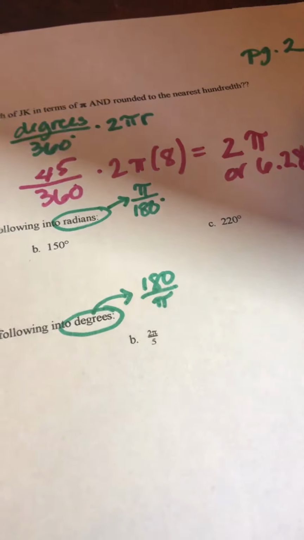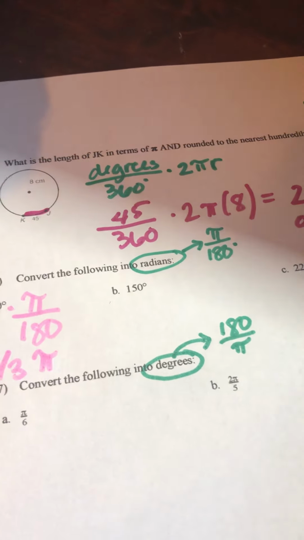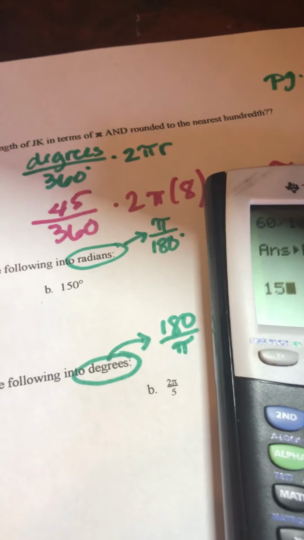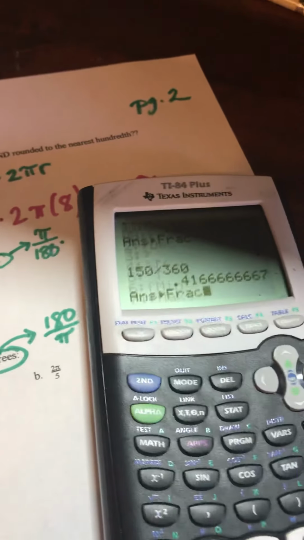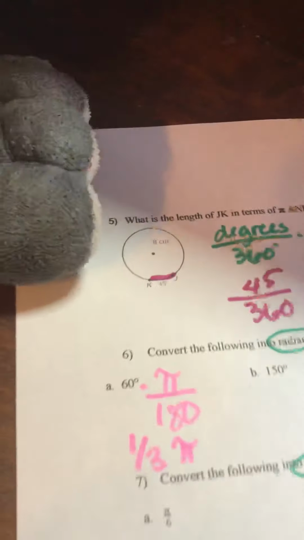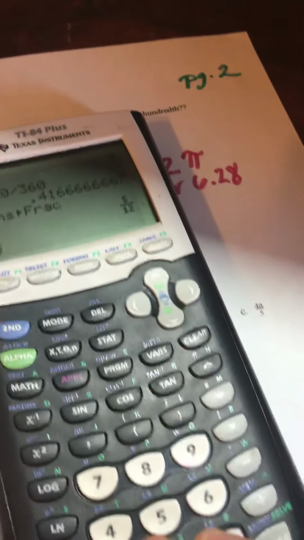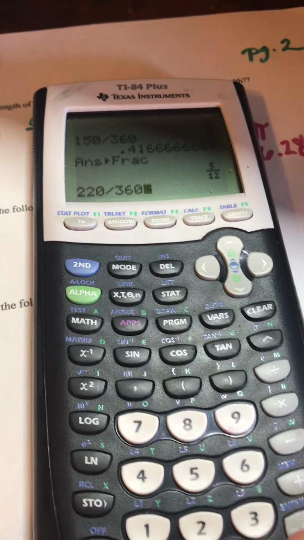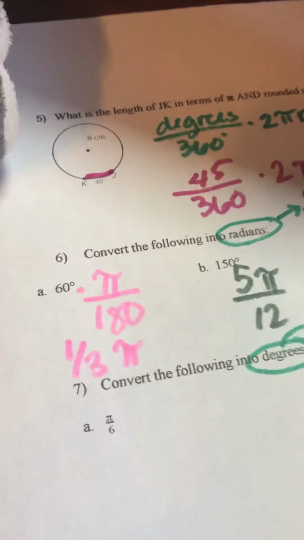Okay, so why don't you guys try B and C right now, and I'll pause the video and show you my answers in a second. Okay, so just to check our work, 150 divided by 360 is going to be 0.4. I'm going to math frac that, and I get 5/12 pi. And then same thing here, 220 divided by 360, math frac that, and that's 11 over 18 pi. Bada bing, bada boom. We got this.